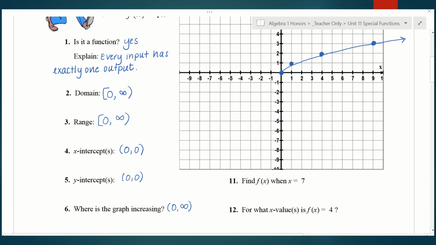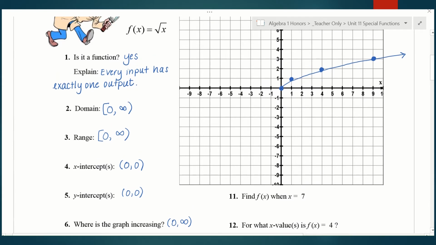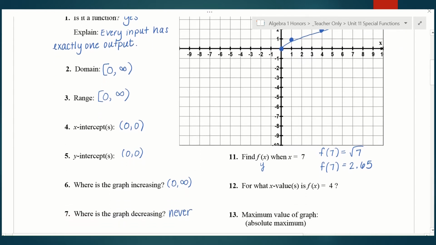For number 11, find f of x when x is 7. Basically, I'm being asked to put 7 in for x and say what y is. So what you're really doing is finding the square root of 7. My work would look like this: find f of 7, which would be the square root of 7. So f of 7 is going to be, to the nearest hundredth, 2.65. Since we know 7 is not a perfect square, we're going to have to round that decimal.